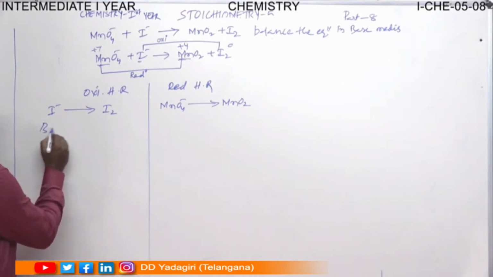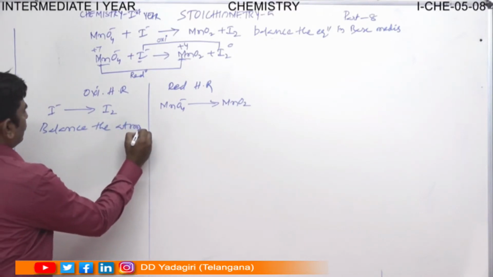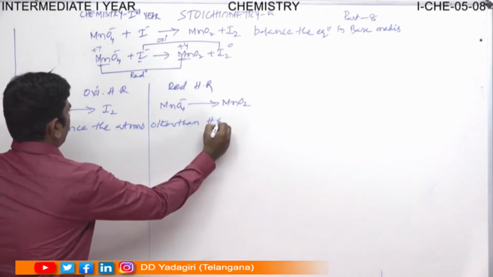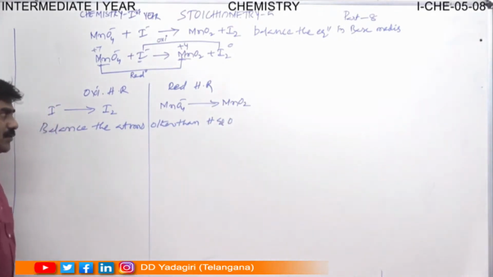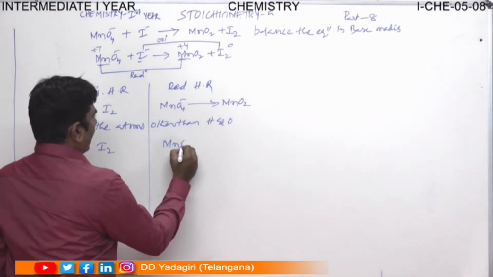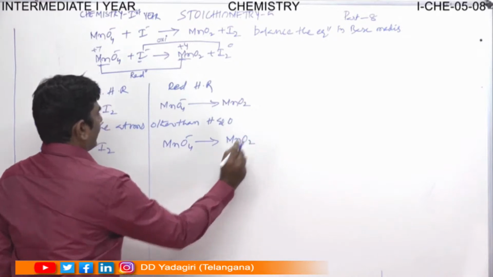Step 1: balance the atoms other than hydrogen and oxygen. On this side 1 iodine, on this side 2 iodines. Therefore 2I minus will give I2. Here no problem, 1 manganese and 1 manganese, so I am writing it as it is.